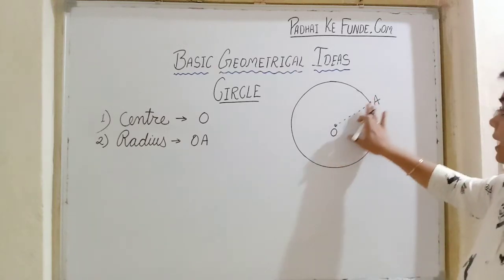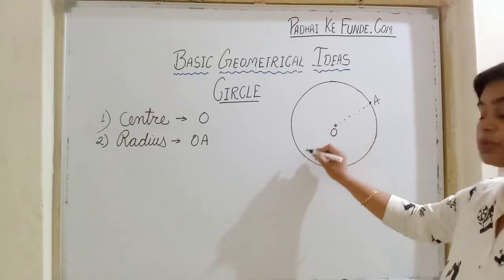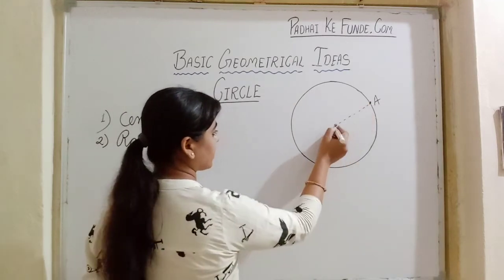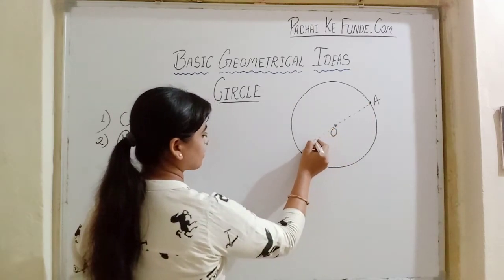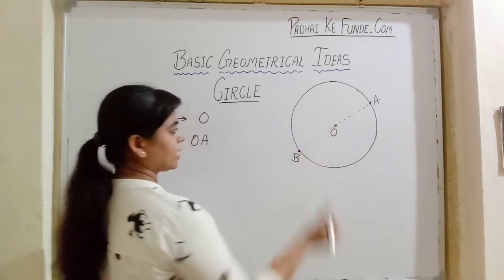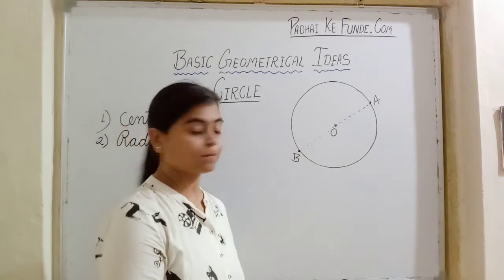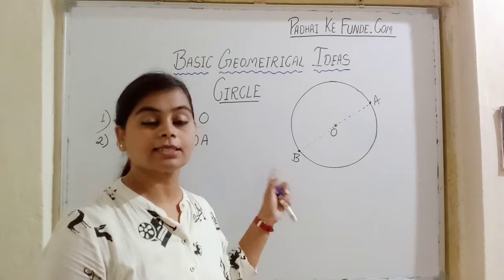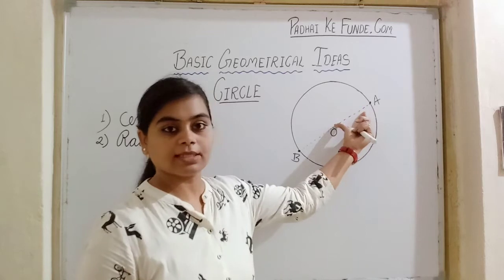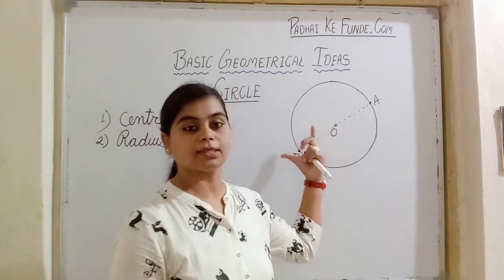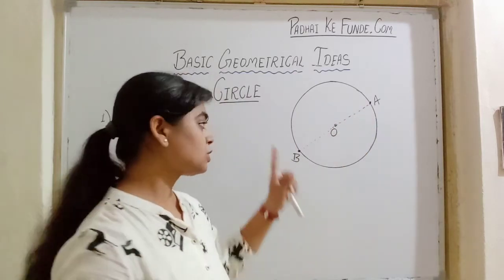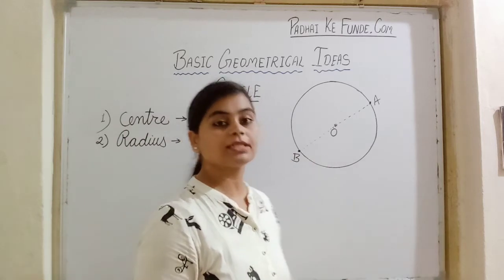Then if I extend this radius to reach the other end of the boundary of the circle, like this, I am extending the radius to reach the other point of the circle and I name that point B. So this AB is called the diameter of the circle, as OA is the radius. Similarly, OB is another radius of the circle. So radius plus radius, that is 2 radii. So diameter is double its radius.